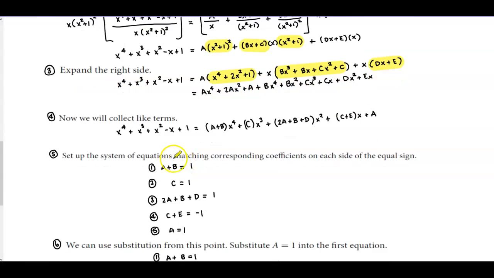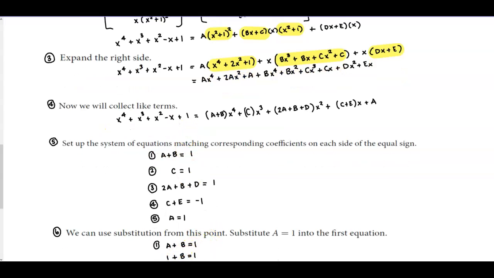And now we're going to collect the like terms. By collecting the like terms, we can see that we'll end up with 5 equations. And those 5 equations are the following. We factor out the x to the 4th, so we have a plus b, which is equal to the coefficient of x to the 4th, which is 1, so we have a plus b equals 1. We have the x cubed term, and that has a coefficient of c, and it's going to equal the coefficient of 1 here for x cubed. So we have c is equal to 1. For the x squared term, we have 2a plus b plus d, and that's going to equal the coefficient of x squared on the left side, which is 1.